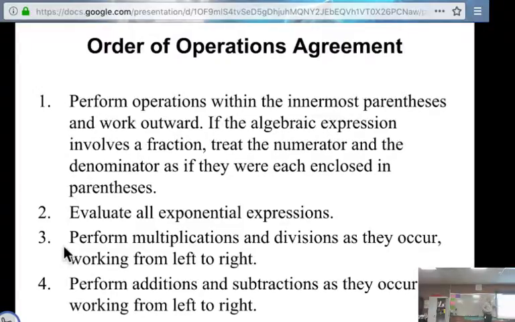Okay. Evaluate all exponential expressions. Remember, parentheses, exponents come next. Do the exponents next, please.